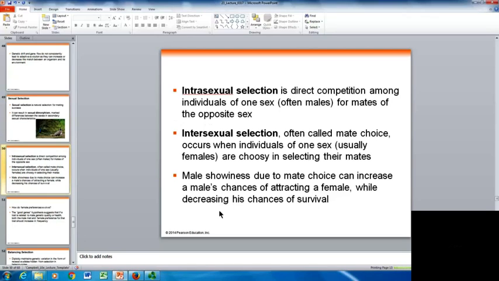Intrasexual selection is direct competition among individuals of one sex. This is usually the males that will have to compete for the mates of the opposite sex. Intersexual selection, often called mate choice, occurs when individuals of one sex, usually the females, are choosy in selecting their mates. So male showiness due to mate choice can increase a male's chances of attracting a female while decreasing his chances of survival.